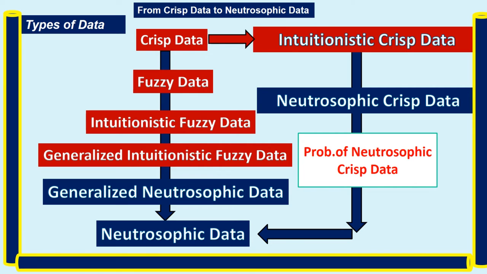Neutrosophic fuzzy data contains all types of data. Crisp data leads to instantaneous crisp data. From instantaneous crisp data comes Neutrosophic crisp data, a generalization of instantaneous crisp data. Neutrosophic crisp data leads to Neutrosophic fuzzy data, as a generalization of all types of those data.